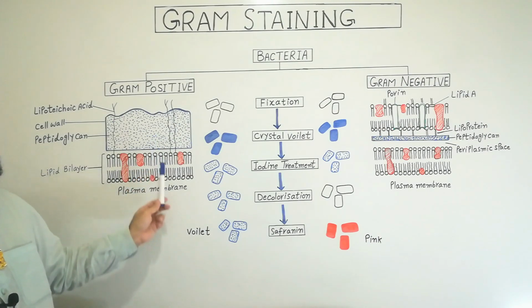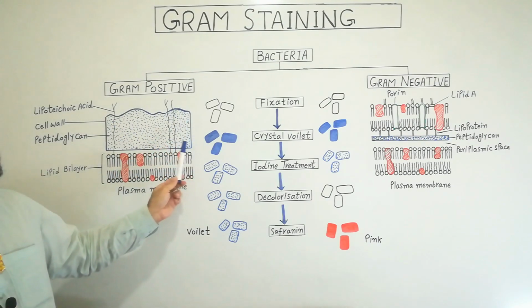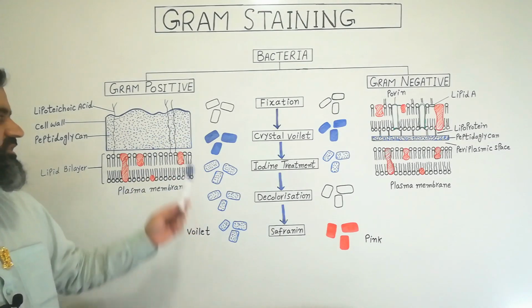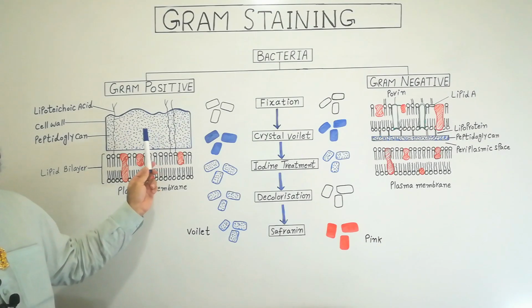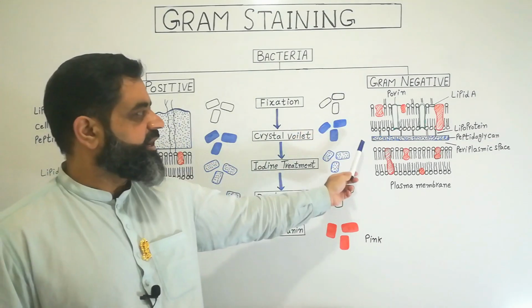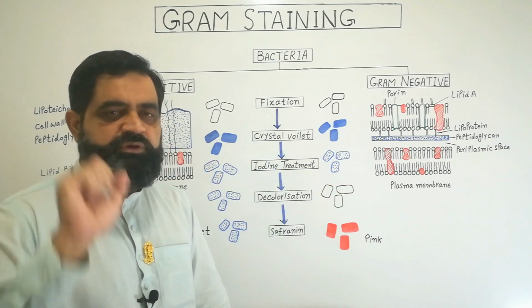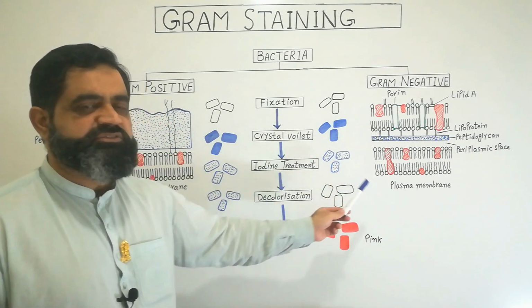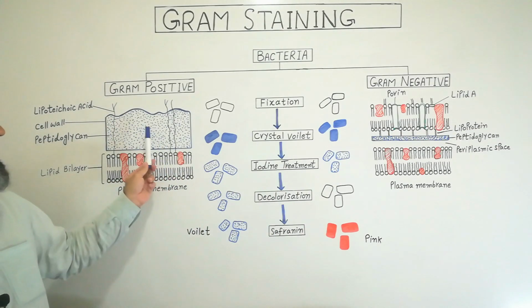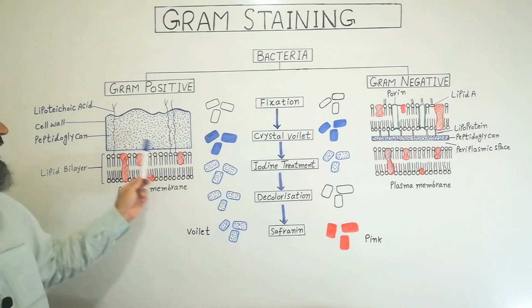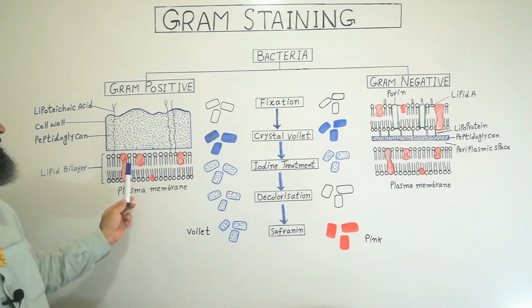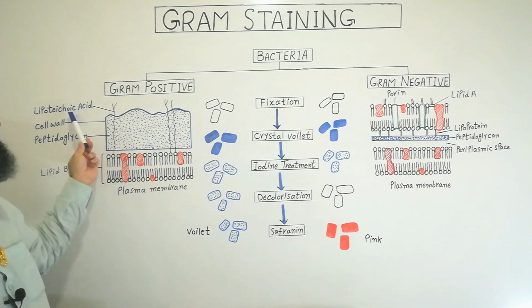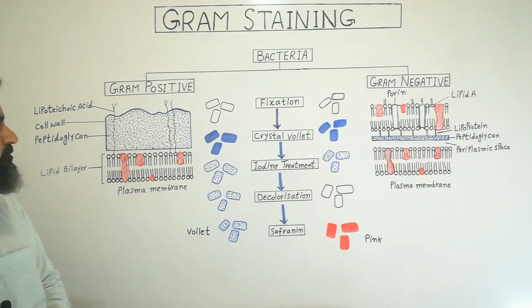Just outside the plasma membrane, there is a cell wall which is known as peptidoglycan, as you can see in the blue color. This is a very thick layer of peptidoglycan as compared to gram negative. Gram negative bacteria have only a very thin layer of peptidoglycan between two membranes, but gram positive bacteria have only a single membrane, and outside the plasma membrane there is a thick layer of peptidoglycan which is their cell wall. This peptidoglycan layer can also contain some amount of lipoteichoic acid and teichoic acid molecules.